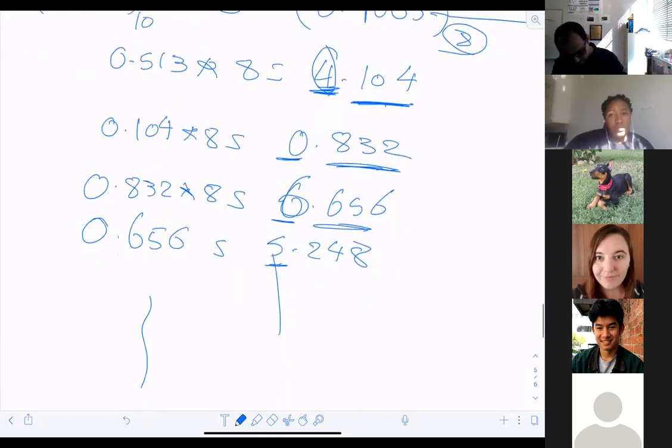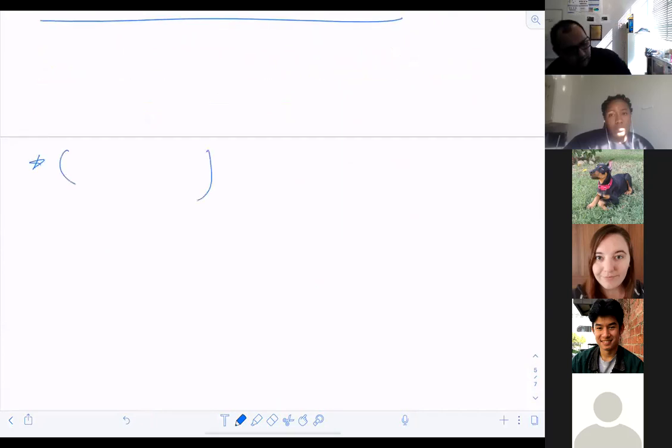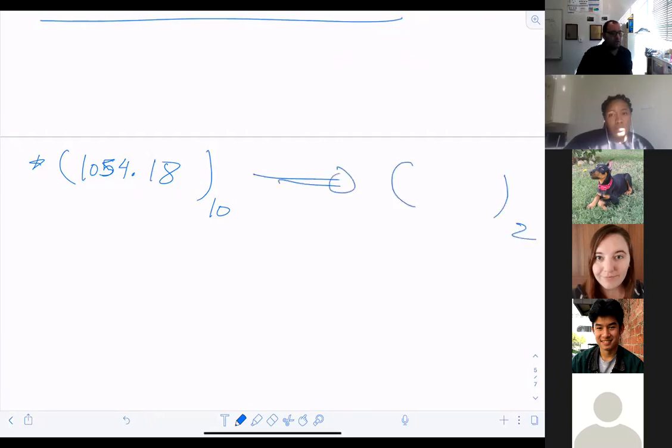Thank you. You're welcome. So anyway, now let's actually combine them together, right? If somebody tells you, I have a number, and this number is 1054.18 in decimal, and I would like to convert it to binary. What I'm going to do is in 2 parts, right? I have here a binary point, and I will take 2 pieces. Do you agree? The first piece is going to be 1054, and I will start dividing by 2.